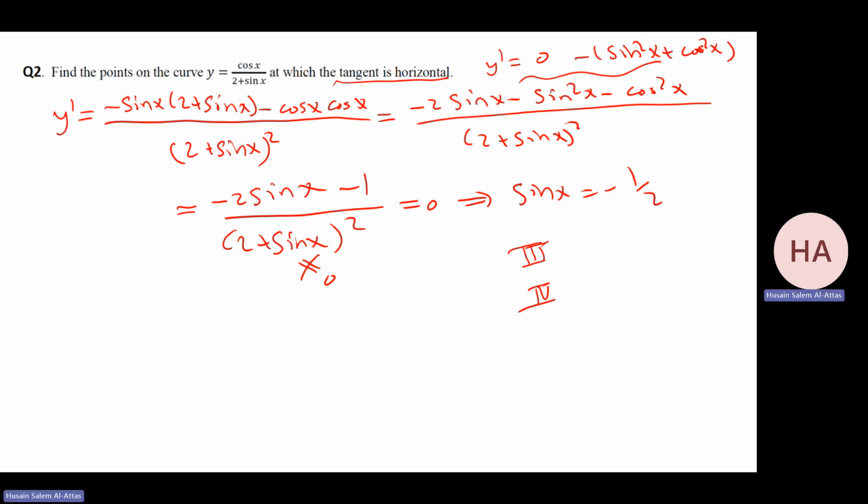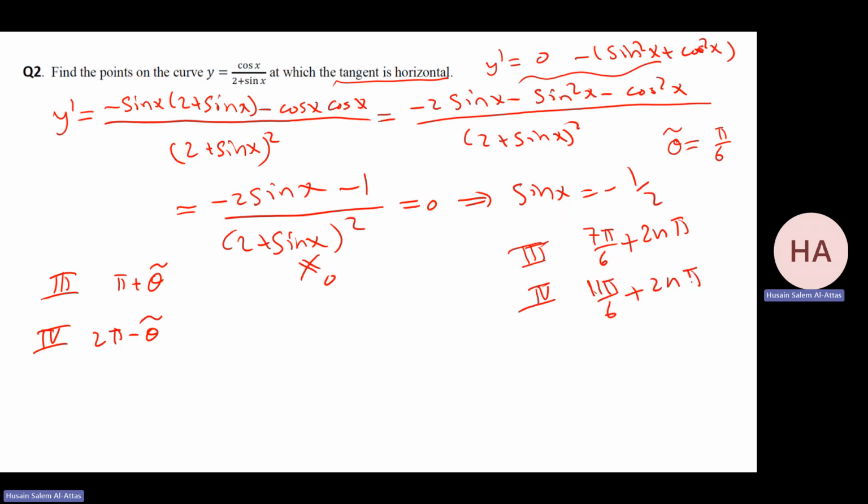Third, I know the formula. Have the reference angle. What's the reference angle? Theta hat, or what they call it. It's pi over 6 in the first quadrant. There it is. But the minus 1 is in the third. So that means if I have the third, it will be pi plus the reference angle. The fourth, it's 2 pi minus the reference angle. So it will be 7 pi over 6 plus many circles, so plus 2n pi. And this will be 11 pi over 6 plus 2n pi. So these are the values where we have horizontal tangent.